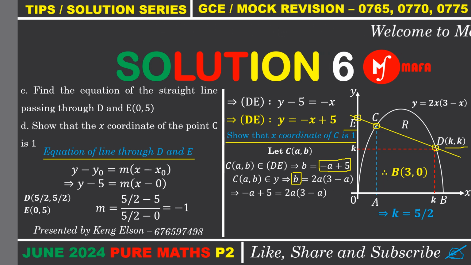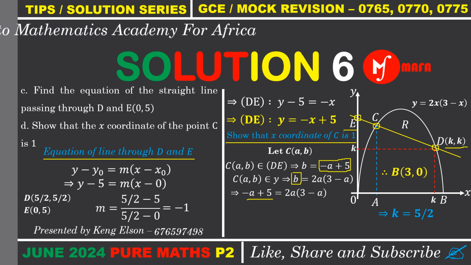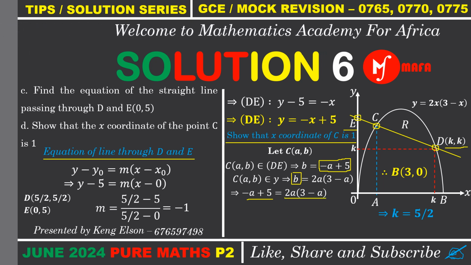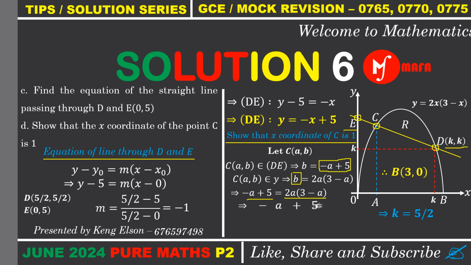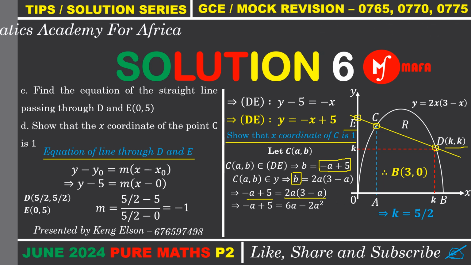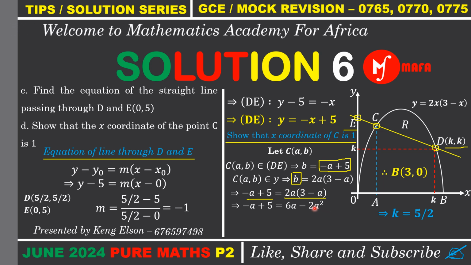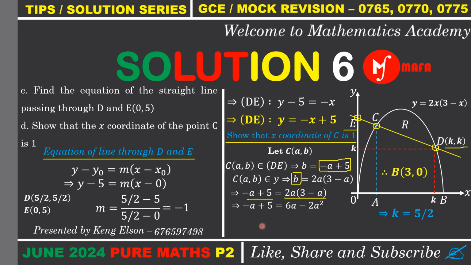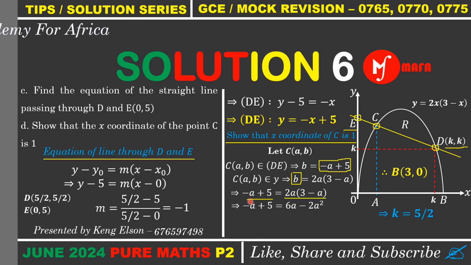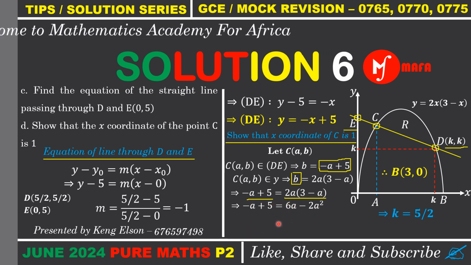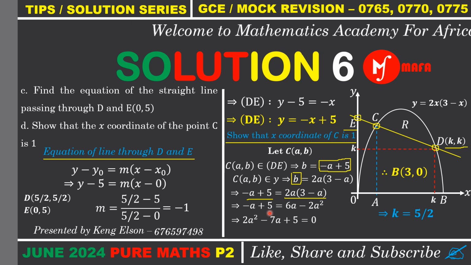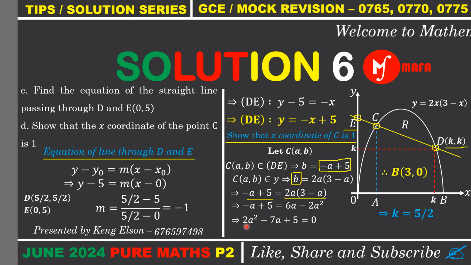So doing that, we have b from equation 1, -a + 5, equal to what was in equation 2, 2a(3 - a). Let us expand. We have -a + 5 equal to 6a - 2a². Sending everything on the right hand side to the left, -2a² becomes +2a², -a - 6a is -7a, and 5 remains 5. So we have a quadratic: 2a² - 7a + 5 = 0.